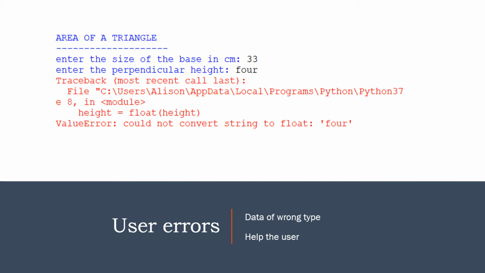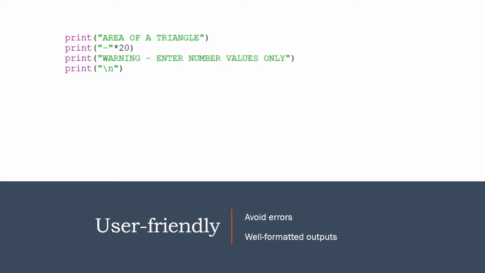And that's something else we want to avoid when we make our programs user-friendly. We want to avoid the program crashing, because that's another way that we might frustrate the user. In this example, the user has entered data of the wrong data type. So we can help them to avoid it. And there's a number of ways to do this, but let's just look at one of the simplest.